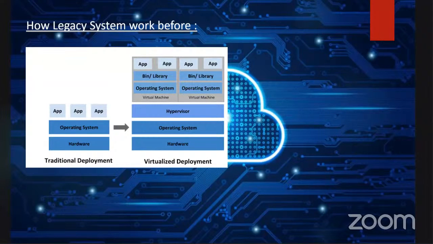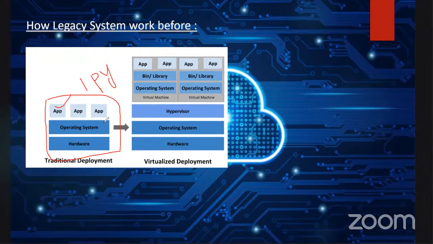Initially we were doing the application deployment on an individual physical machine. If you see here, this is the individual physical machine. You have your application deployed in one single physical machine. That was what we were doing in the earlier days. Think of a customer having multiple applications, and you need to have multiple hardware machines.